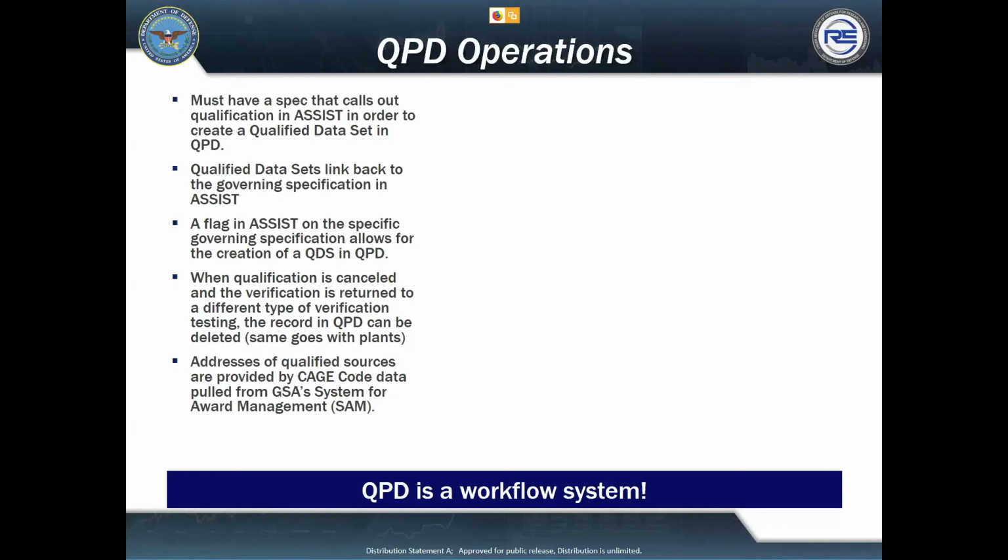And then the addresses of all the qualified sources are provided by CAGE codes. So any supplier that gets added in needs to have a CAGE code. If they have a separate plant where they're making product, they need to have a CAGE code for that plant as well. Remember, because qualification is all about traceability back to the original equipment manufacturer, where it was made, and so on and so forth.